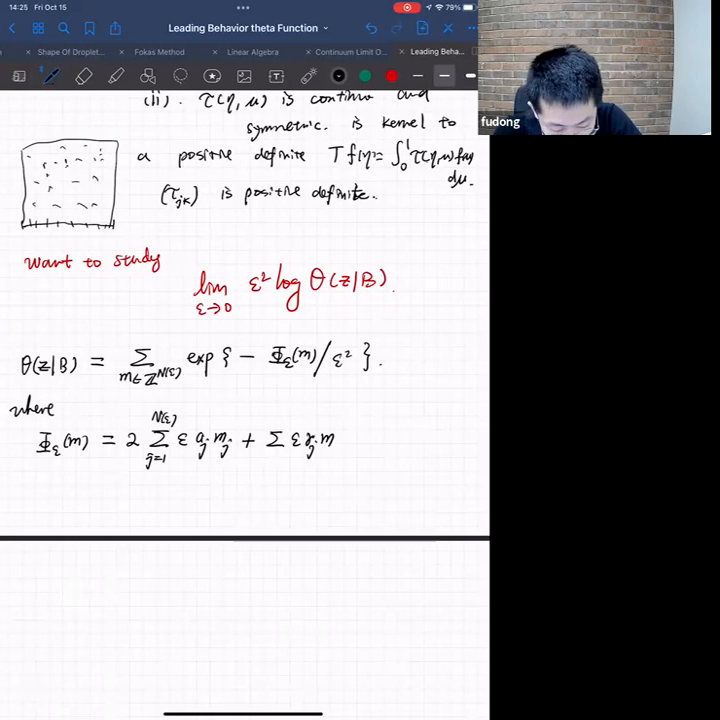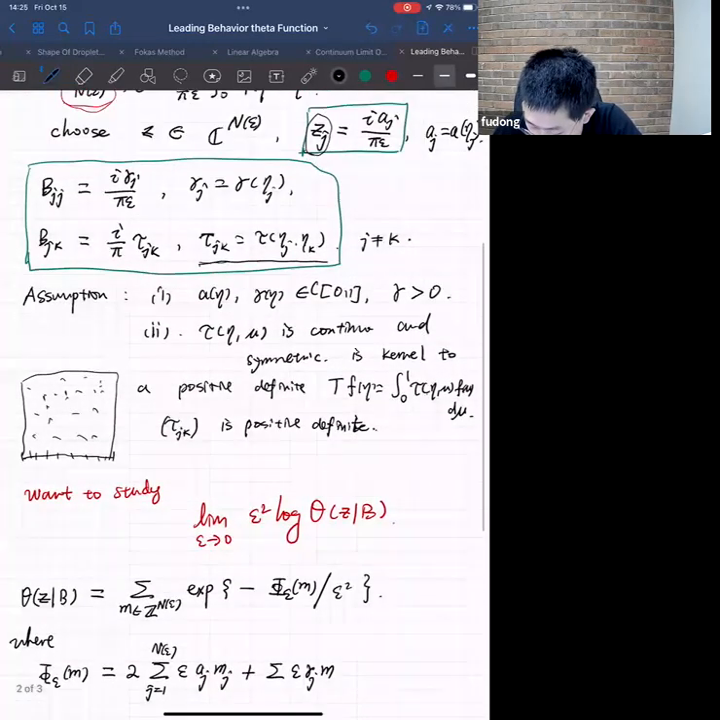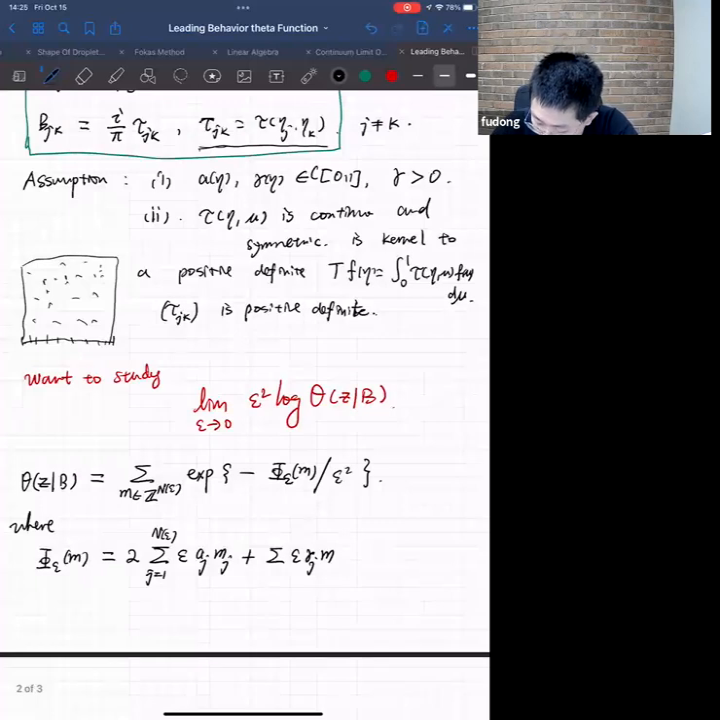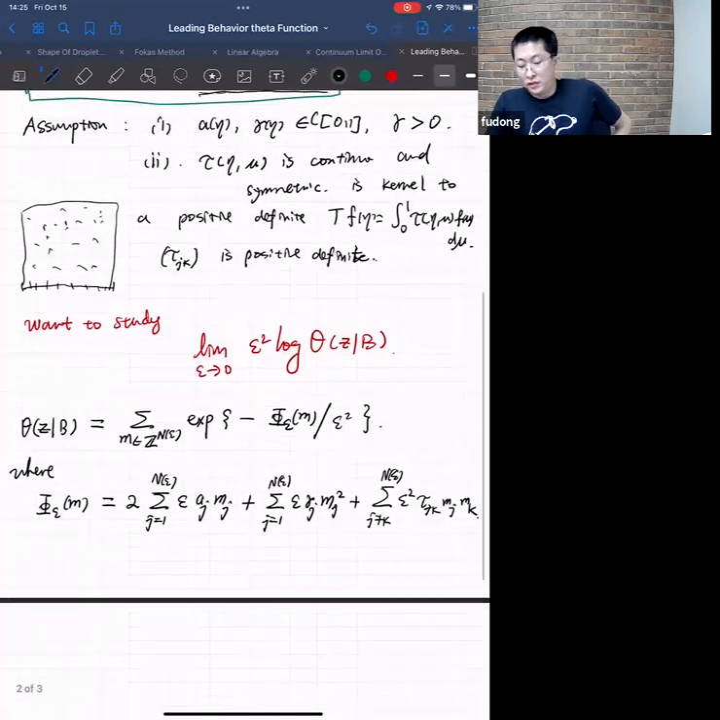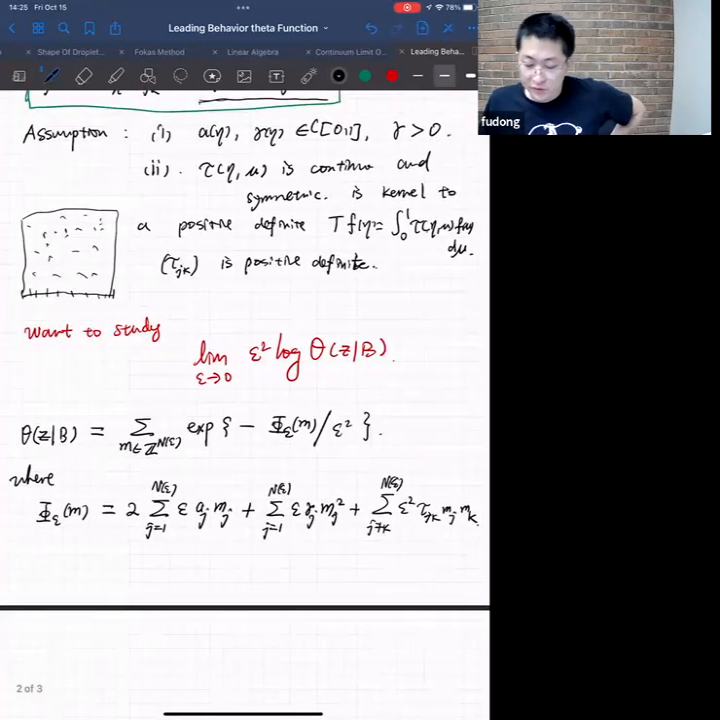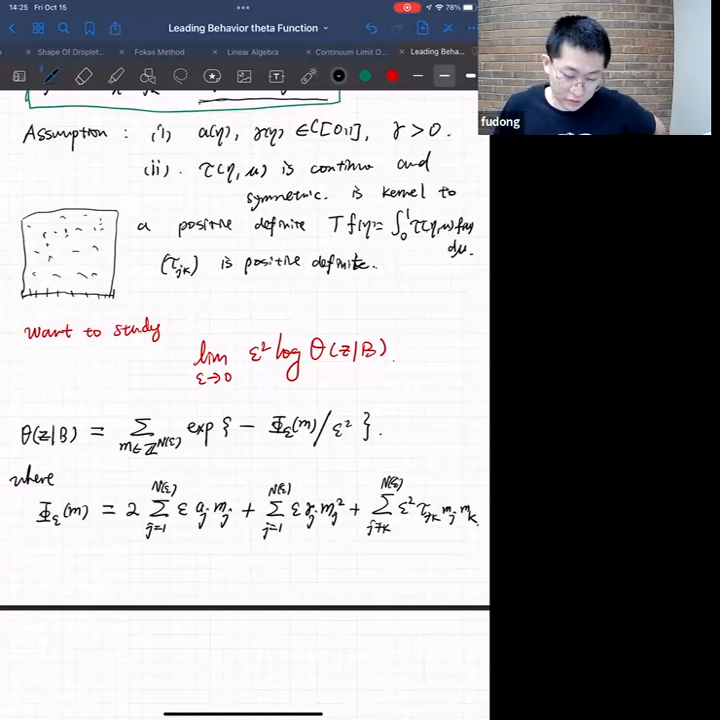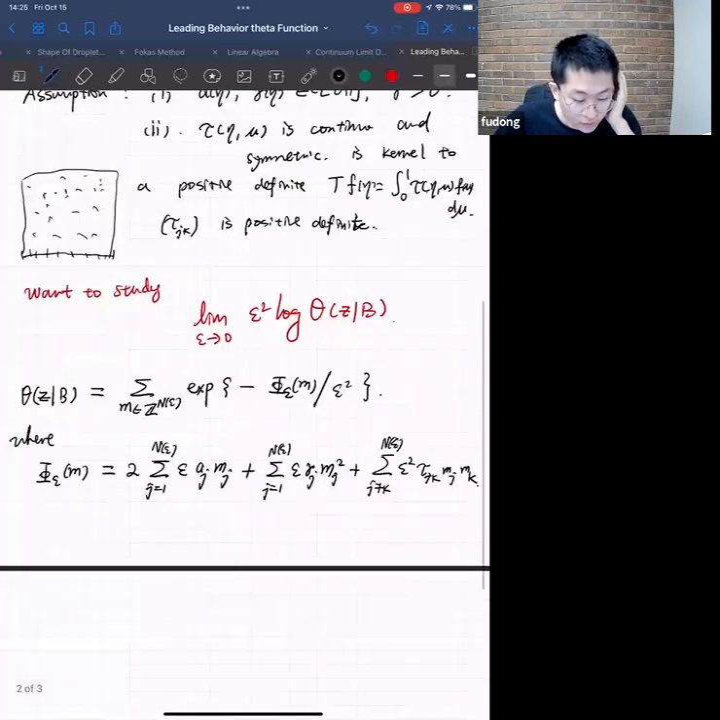So what's the second term? The second term is from this B matrix, and this is a diagonal sum, j from 1 to n_epsilon, and plus the off-diagonal terms. So what's that? It's epsilon squared, tau_jk, m_j, m_k. That's just simply you substitute into the theta function by the function we defined above, right? Now theorem 1.